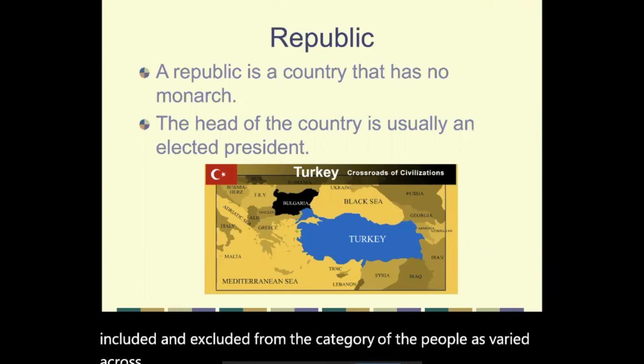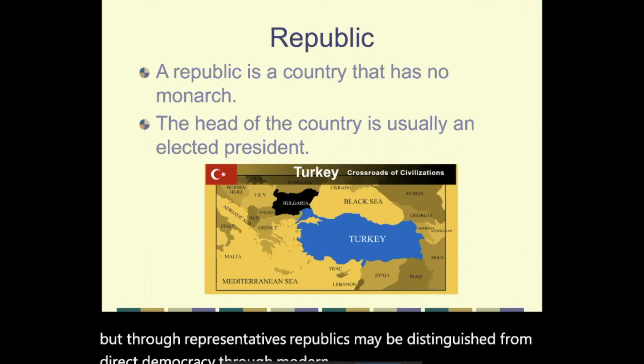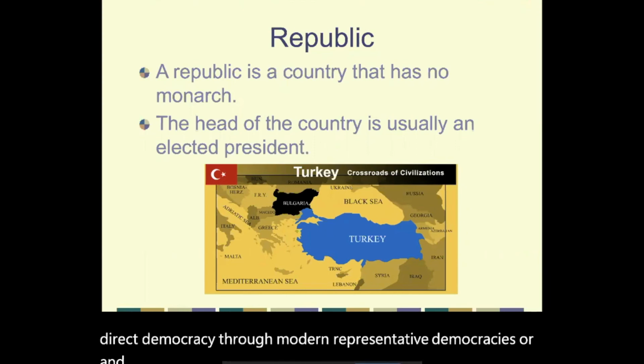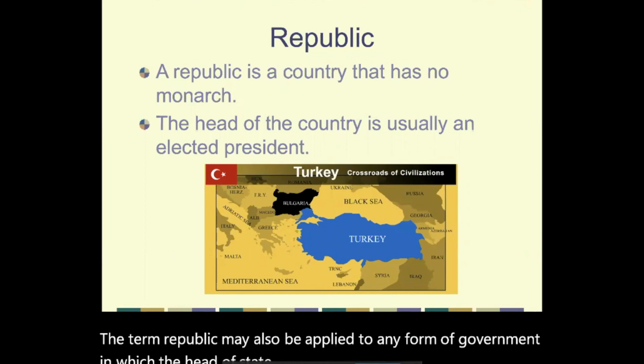Because citizens do not govern the state themselves, but through representatives, republics may be distinguished from direct democracy, though modern representative democracies are by and large republics. The term republic may also be applied to any form of government in which the head of state is not a hereditary monarch.